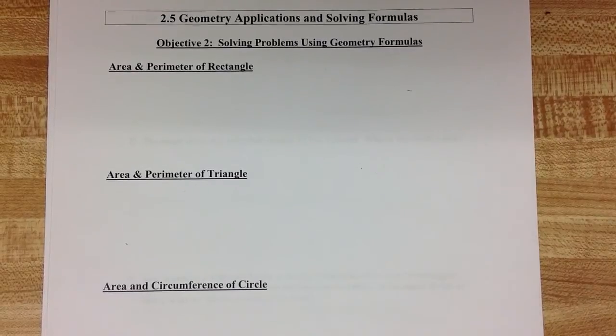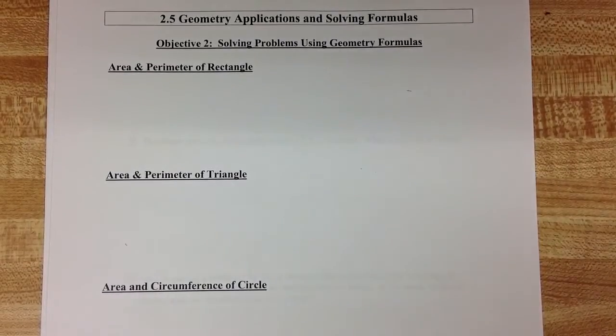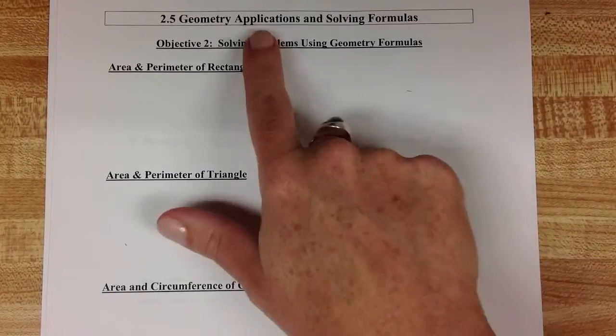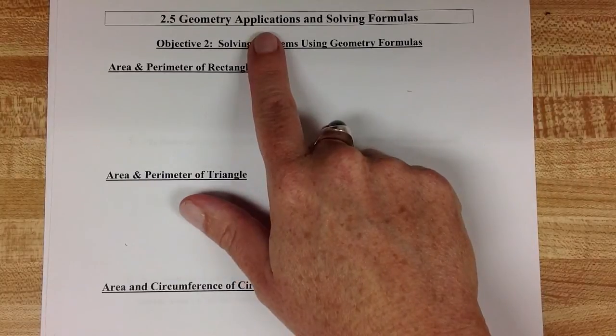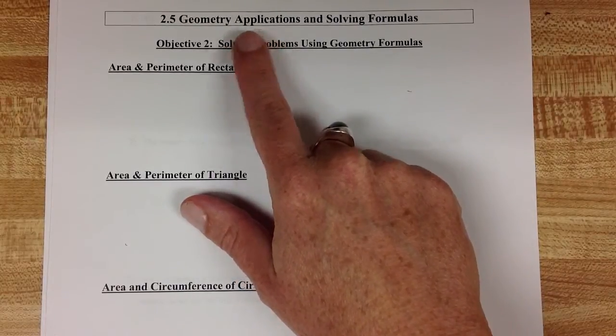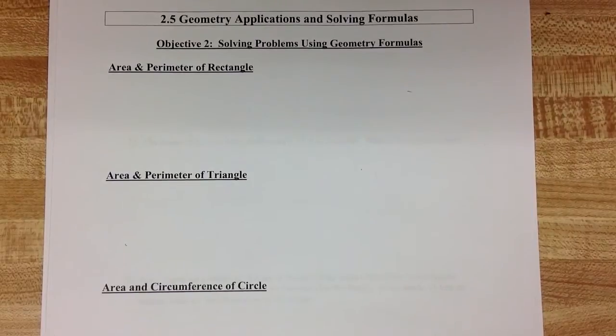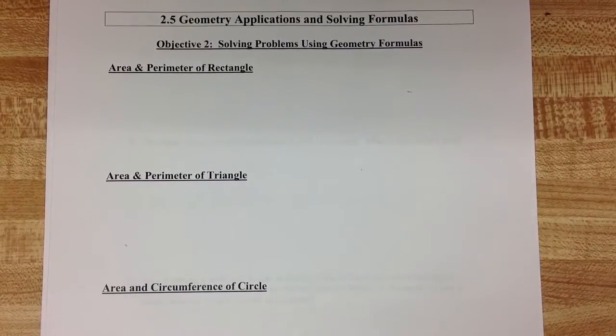In section 2.5, we're going to cover two kind of non-related topics, but that's the way your book has organized it. The first one is looking at geometry applications, or ways that we can use linear equations to solve problems of geometry. So we first need to review some formulas that might be familiar to you from other classes. If not, we'll go through them in enough detail that I think you'll be okay.